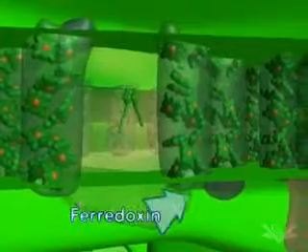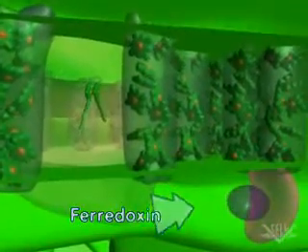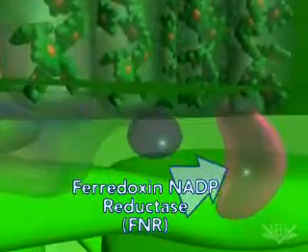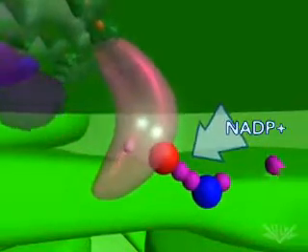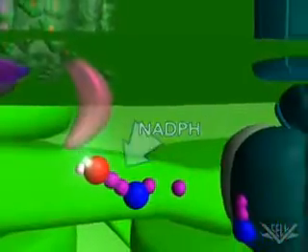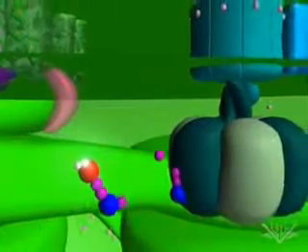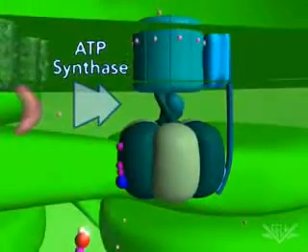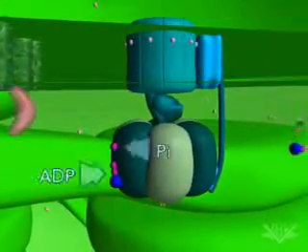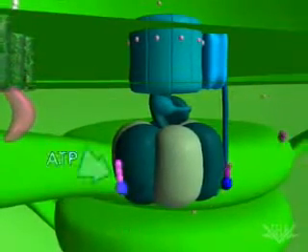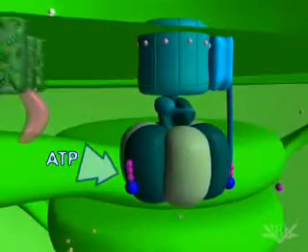Ferredoxin then transfers the electrons to the ferredoxin NADP reductase, also known as FNR. After 2 electrons are transferred to FNR, NADPH is made by adding the 2 electrons and a hydrogen ion to NADP. The gradient created by the electron transport chain is utilized by ATP synthase to create ATP from ADP and Pi. This is similar to the way ATP is synthesized in the mitochondria.